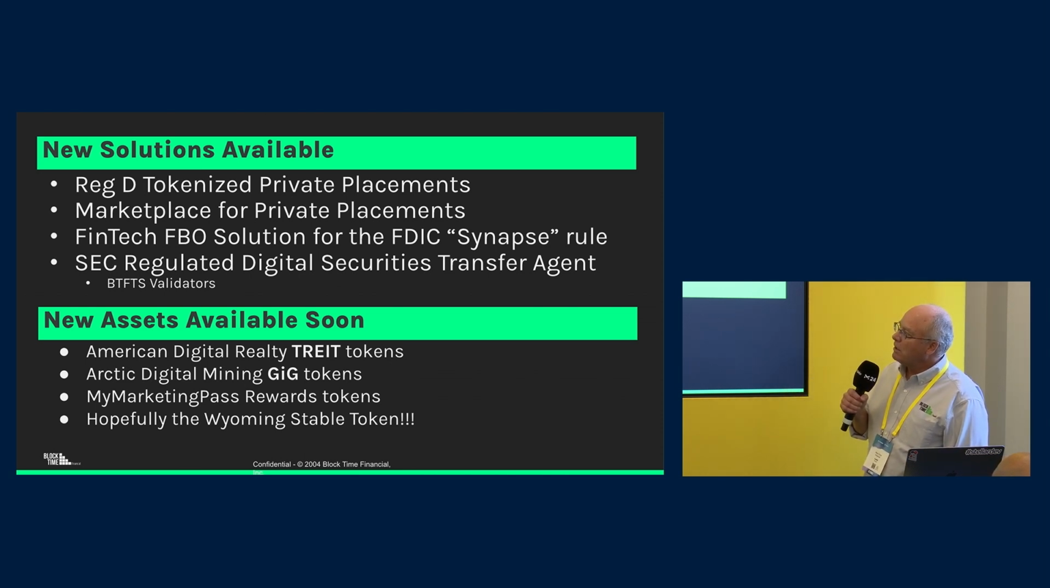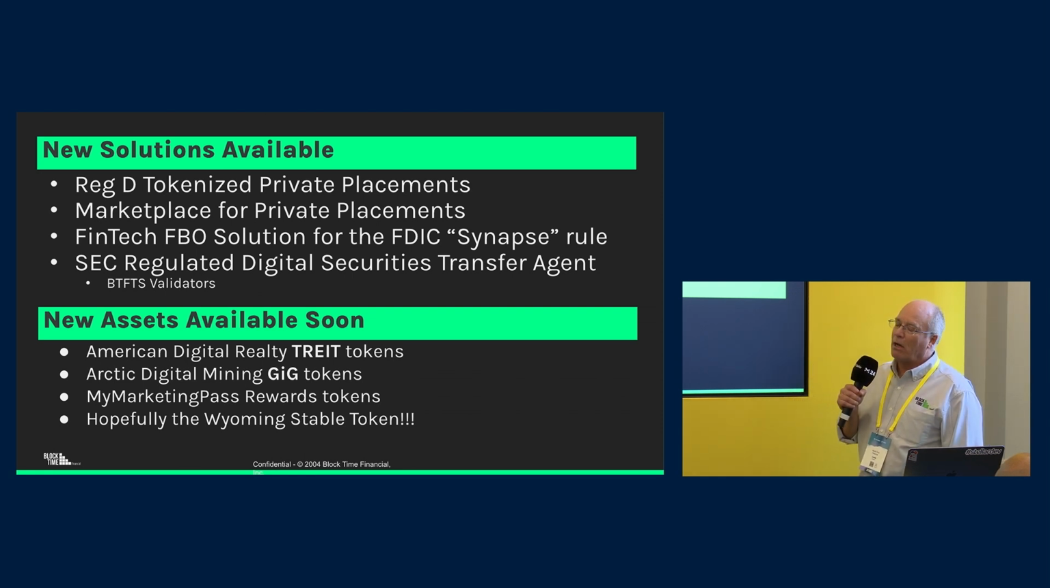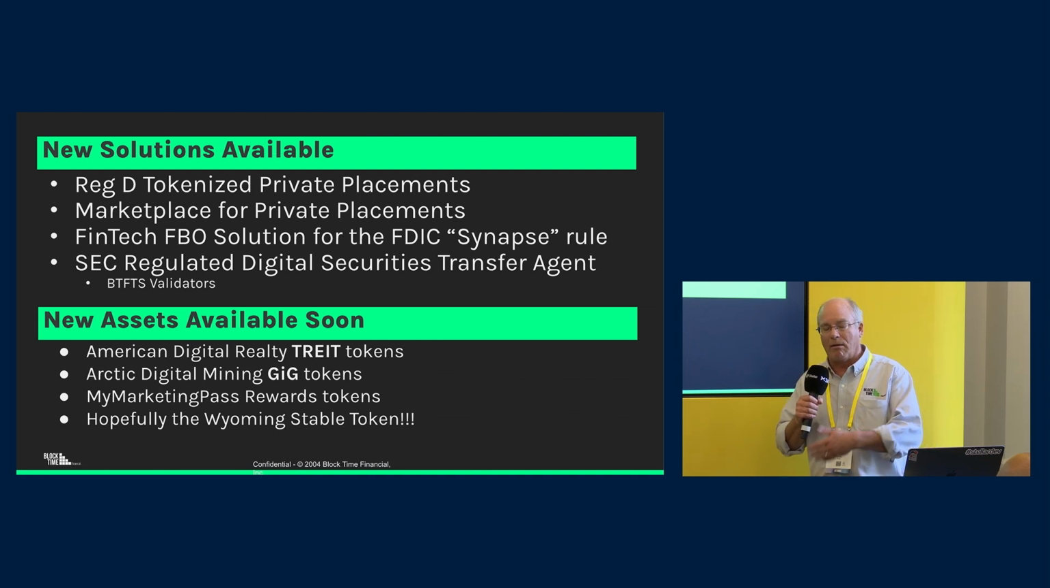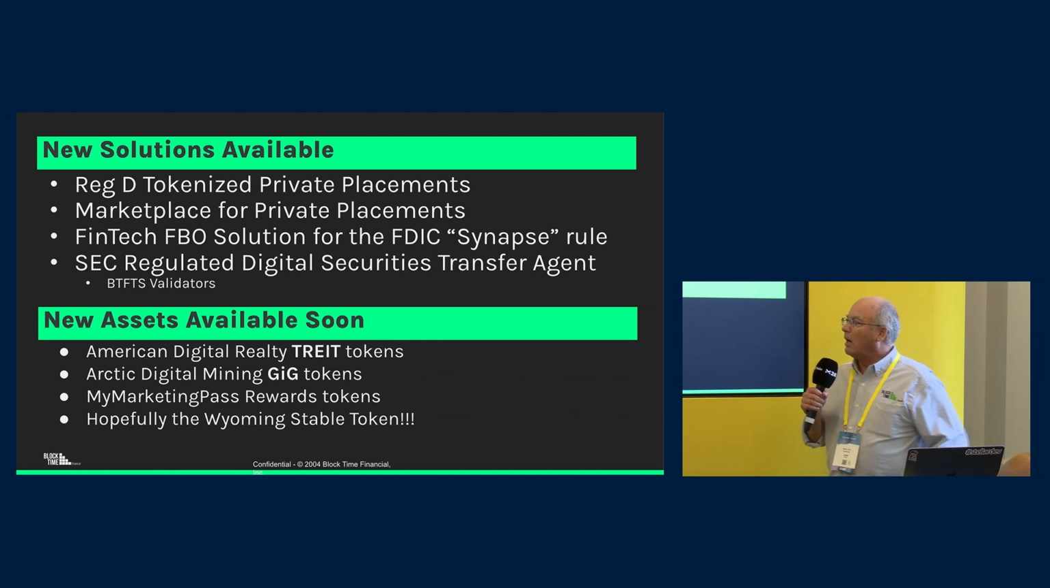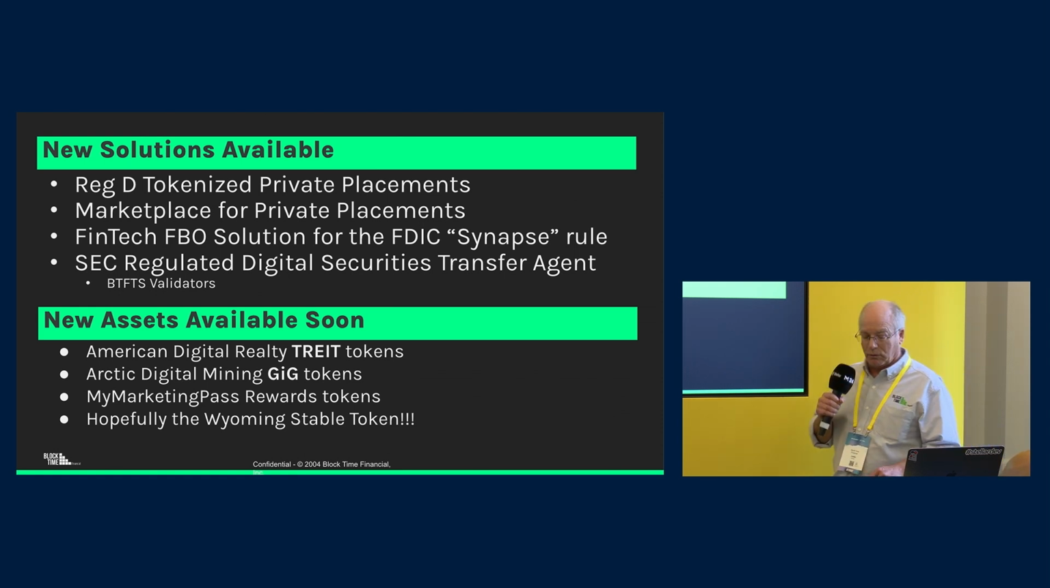Coming soon are tokens from American Digital Realty. They're TREAT tokens, tokenized real estate investment trusts. We've got Arctic Digital Mining with their GIG token. That's going to be a tokenized royalty stream for gold in Alaska. My Marketing Pass rewards tokens. They are a marketing company, and they want to give rewards to their users. And hopefully coming soon, the Wyoming Stable token.